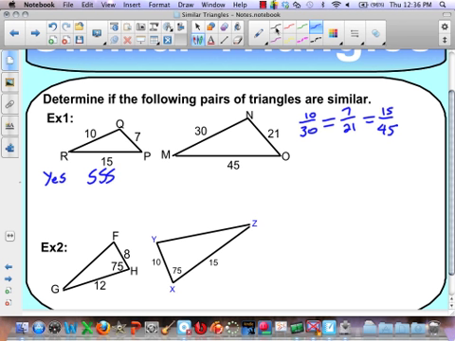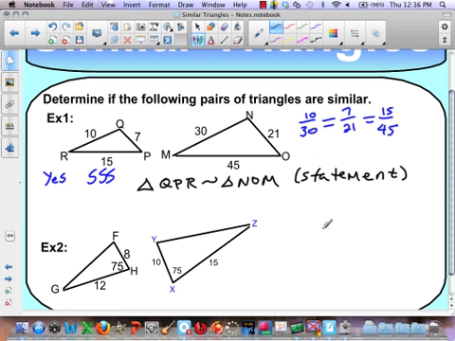Now, one of the things I want to ask you guys to do is write out a similarity statement. In a similarity statement, you're going to tell me which 2 triangles are similar. So we're going to say that triangle QPR is similar to, that's what that little teal name means, similar to what other triangle? NOM. And again, just like in triangle congruence, it's really important to get your corresponding parts to line up. By the way, this is our statement. So when it says similarity statement, that's what it's talking about. What 2 shapes are similar.